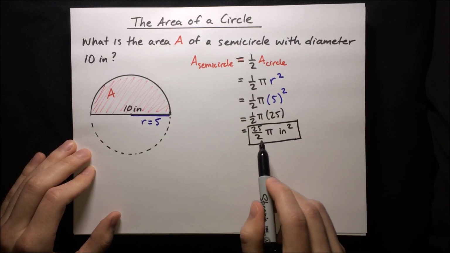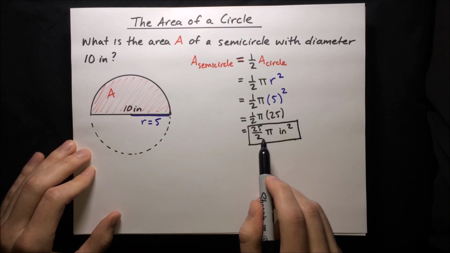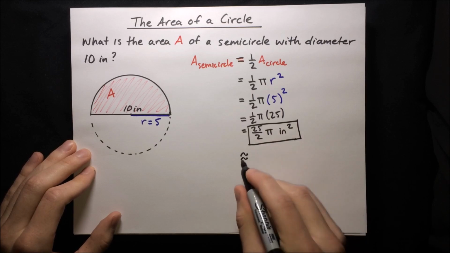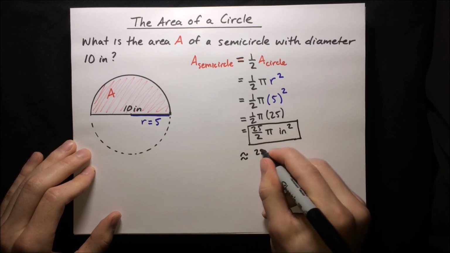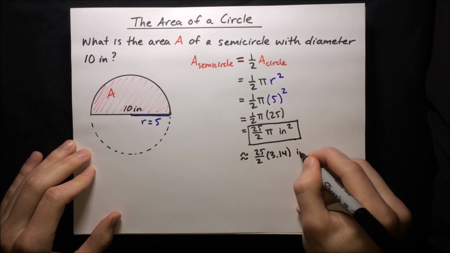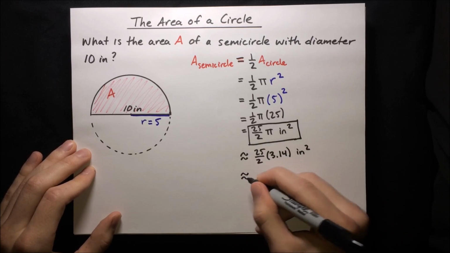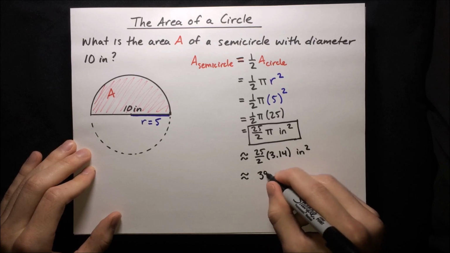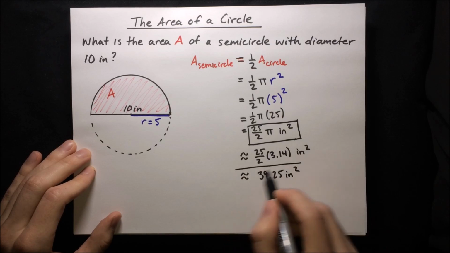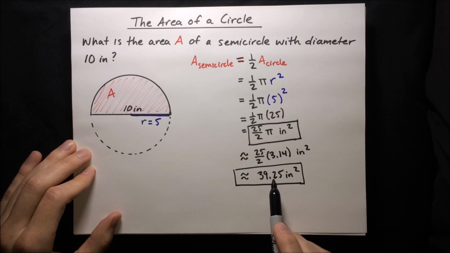And remember, if we want just a regular decimal number here, we can approximate this area using the approximation 3.14 for pi. So this area is approximately equal to 25 over 2 times 3.14 inches squared. And if we multiply that all out on our calculator, we get approximately 39.25 inches squared. So there's another approximation for the area, but that is our true exact area. This one's just a little easier to read.